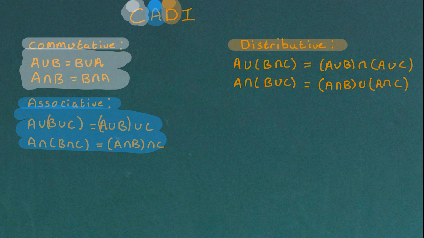So let's try this for the bottom rule to see how it works. A intersect B union C is equal to A intersect B union with A intersect C. How do we do this? Move the bracket to the left, you have A intersect B. Flip that intersect upside down, it becomes a union.